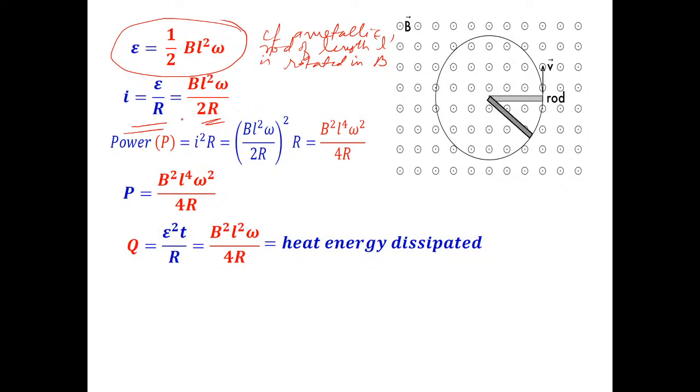So the heat energy dissipated will be equal to power multiplied by time. Heat energy H equals power multiplied by time. We can write it like this.